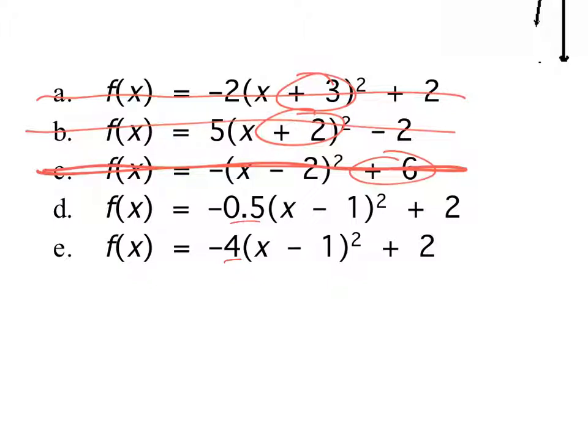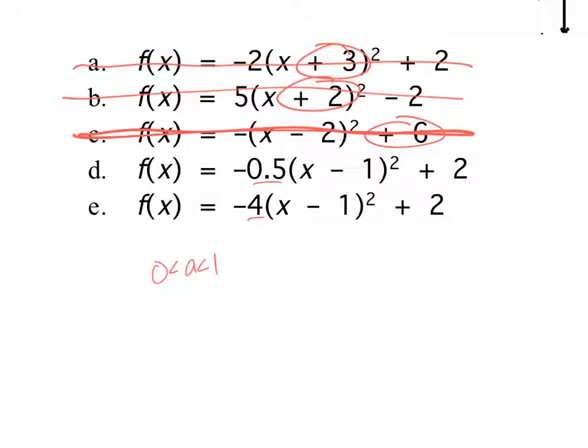We haven't had this situation yet on this review, but having an A that's between 0 and 1, some sort of little fraction or decimal, ends up making the graph look flatter than a normal parabola. Having an A that's greater than 1, or at least an absolute value of A that's greater than 1, makes the graph steeper than it would be normally.